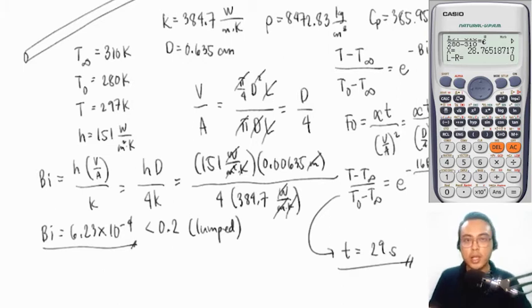We interpret this as it takes 29 seconds for our copper cylinder to heat up from 280 Kelvin to 297 Kelvin when exposed to a fluid having a temperature of 310 Kelvin. And since this is a lumped system, at time equal to 29 seconds, our copper cylinder is expected to be 297 Kelvin all throughout, from the center to the surface, end to end, and to any other point in the cylinder. Okay, that's how lumped systems work. Let's move on. Next.